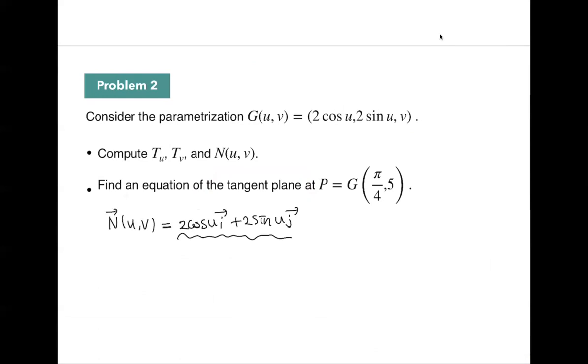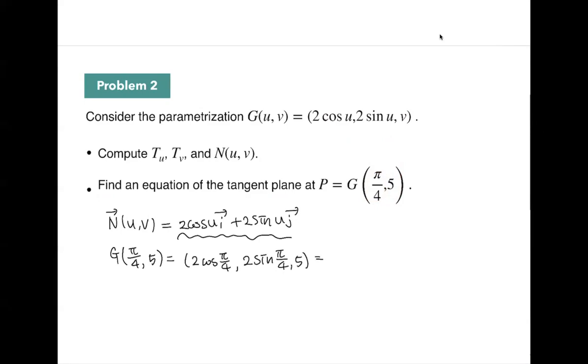We can find the linear equation of the tangent plane. To do this, we want to find the given point. So let's find one point here by putting x equal to pi over 4, u equal to pi over 4 and v equal to 5. So we get 2 cosine pi over 4, 2 sine pi over 4, and 5.